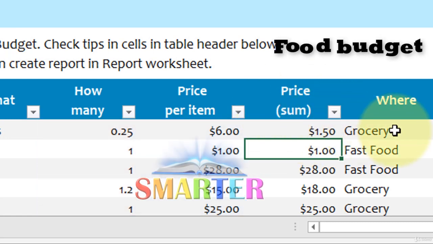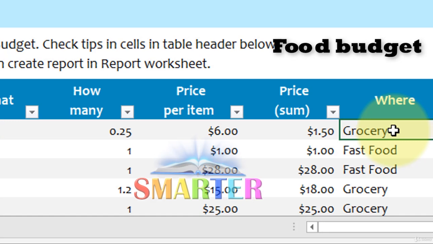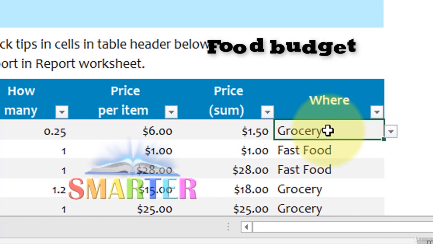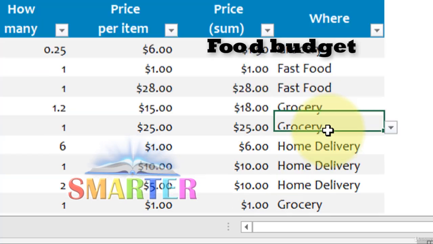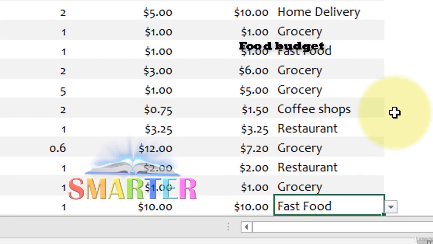Okay. And also you can add where you purchased or bought this unit or this food. You can buy it from a grocery, fast food, coffee shops, home delivery, restaurants, whatever.